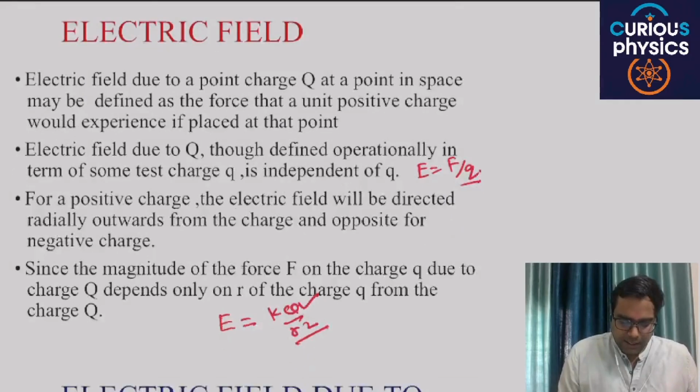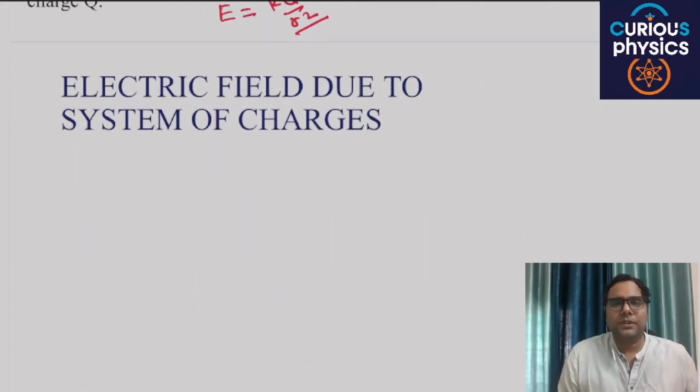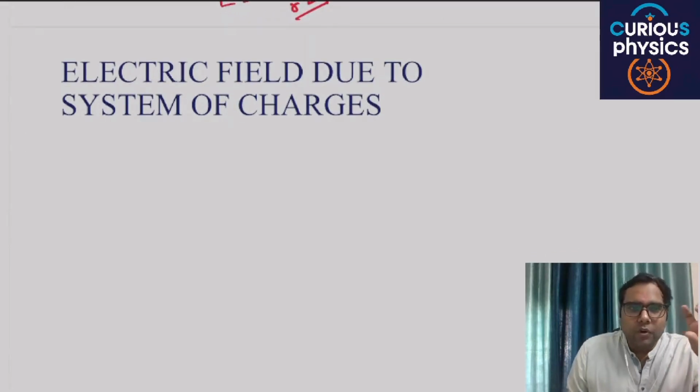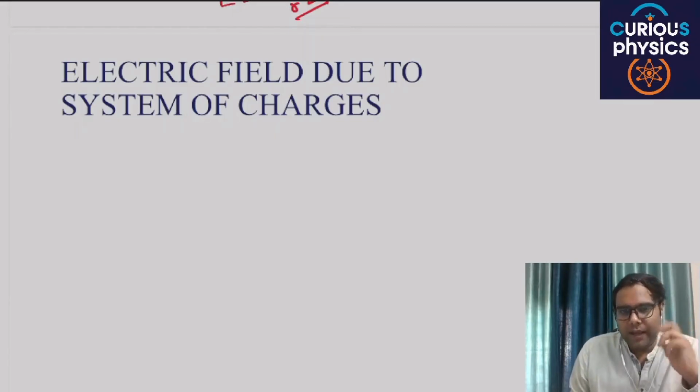Next is electric field due to a system of charges. It is somewhat like the superposition principle, as we have discussed in case of Coulomb's law, the forces on a charge due to multiple charges. So here you have to find the electric field at a particular point due to multiple charges. The same way, you have to add the electric fields at a particular point vectorially. You have to follow vector algebra. Why? Because electric field is a vector quantity, because force is a vector quantity.